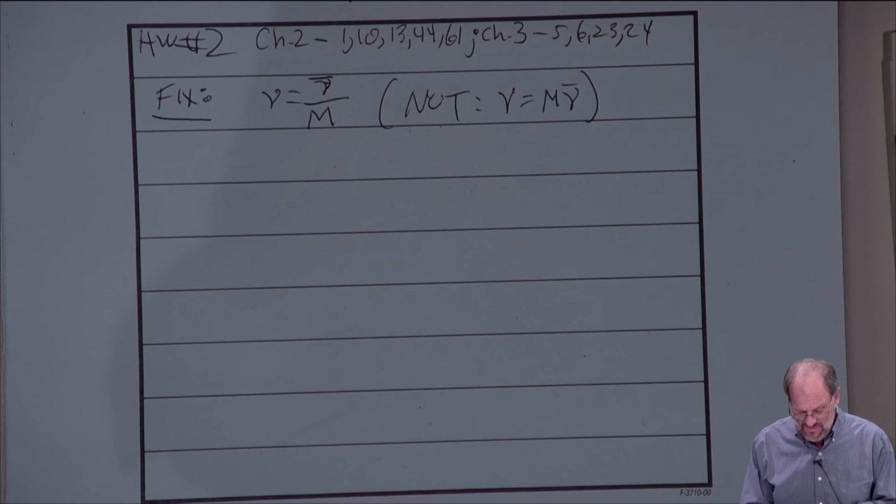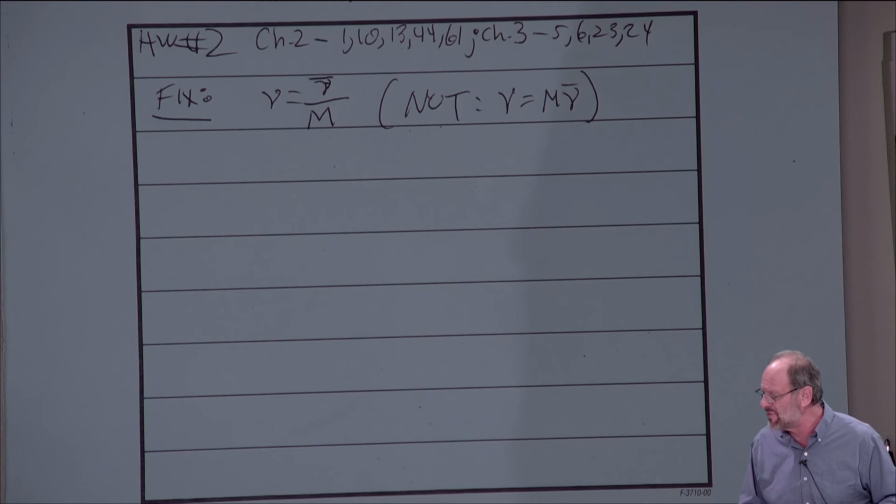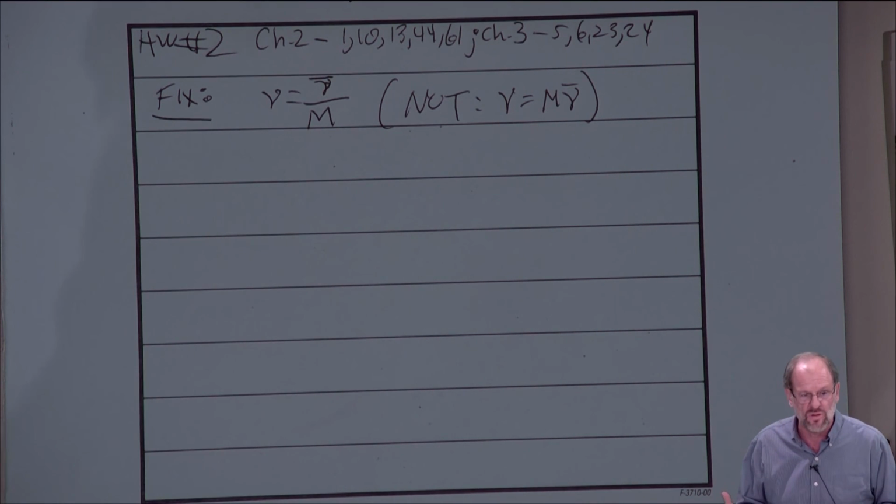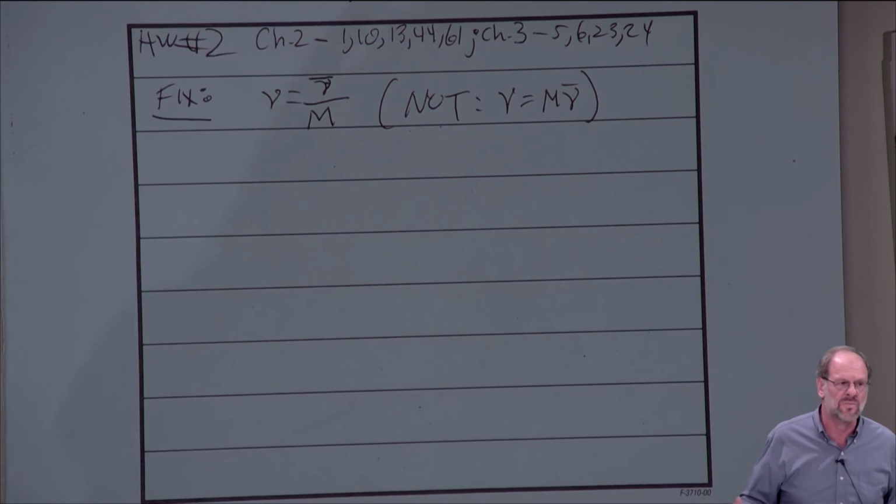Problems from both chapters 2 and 3. Also, the very last thing I did on the board last time, I had wrong. And I sent you an email about that, but just so that it's in the official recorded register here, I wrote that specific volume equals molar mass times molar specific volume, but it's actually the molar specific volume divided by the molar mass that is the specific volume.